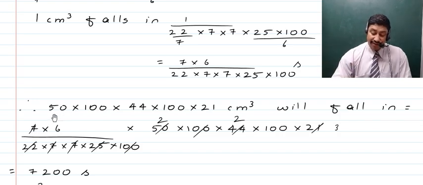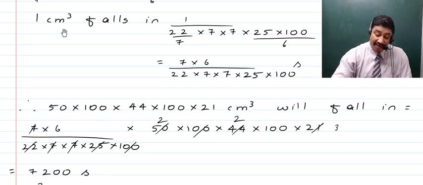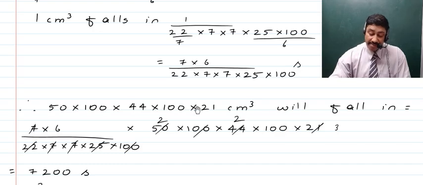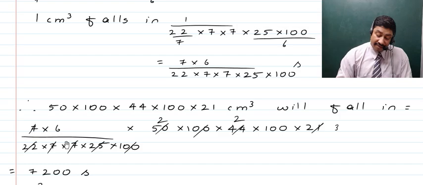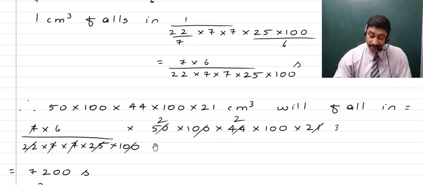So for that much amount of volume, how much time will be taken? That will be the one which is for 1 centimeter cube, multiplied by the new quantity, that is so much centimeter cube. So for 1 it was 7 into 6 divided by 22 into 7 into 7 into 25 into 100, and further we multiply it with the new quantity, that is 50 into 100 into 44 into 100 multiplied by 21.